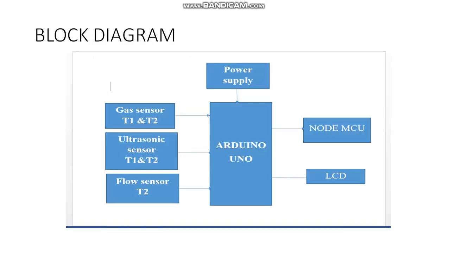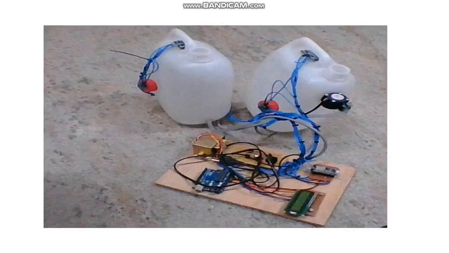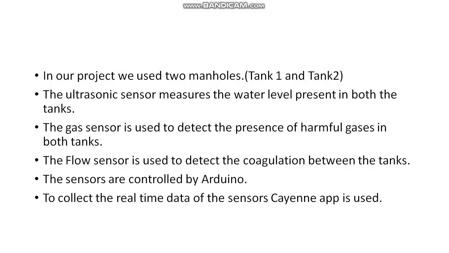The block diagram of the project has a main microcontroller, Arduino Uno, and we have a power supply to power up the Arduino Uno board. And we are using three sensors: gas sensor, ultrasonic sensor, and the flow sensor. And we are sending the values through NodeMCU and displaying the values on the LCD.